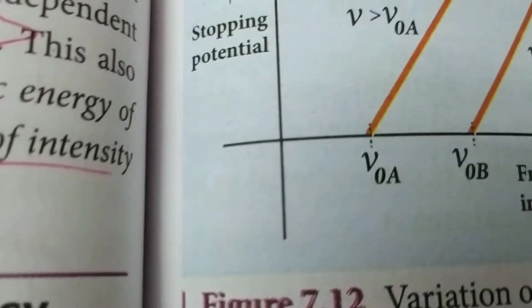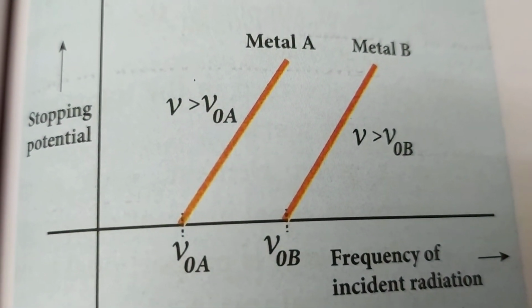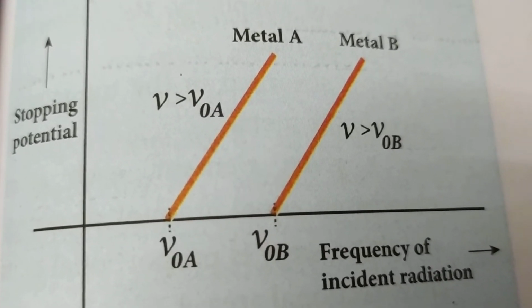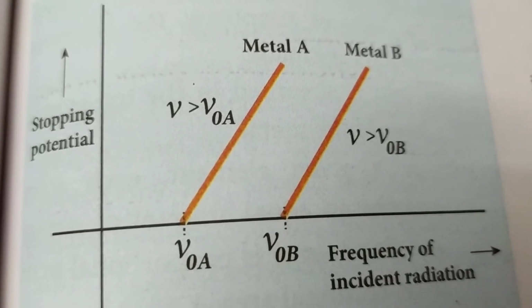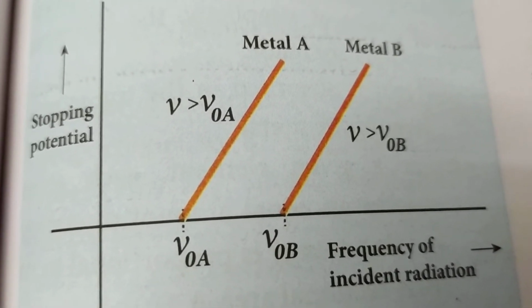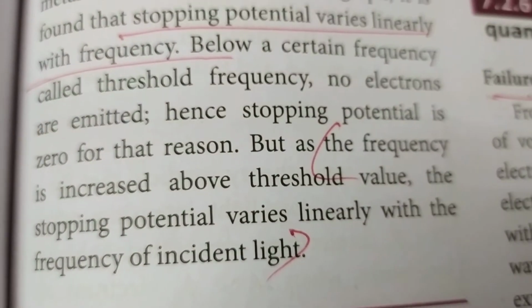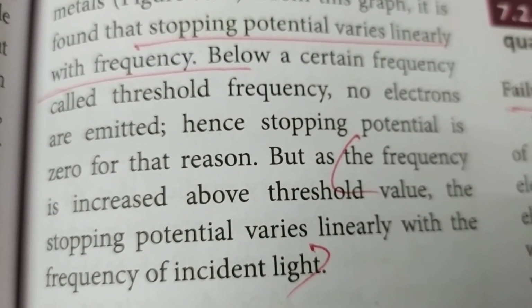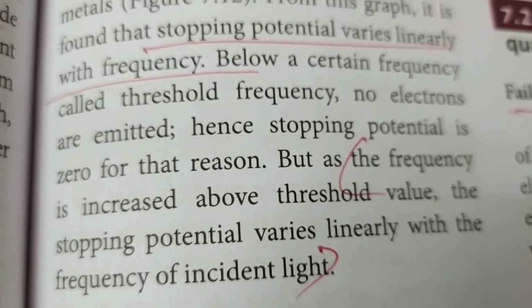And from this graph we find that the stopping potential varies linearly with the frequency, but below a particular frequency there is no emission of electrons, and this is called the threshold frequency. That is, when you decrease the frequency below a certain value, there is no production of electrons at all. And when the frequency is increased above the threshold value, the stopping potential varies linearly with the frequency of the incident light.